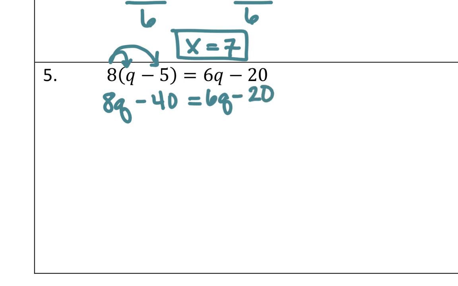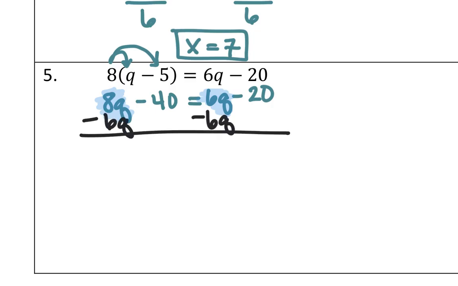All right, we're going to highlight the q's, and we're going to put them together. So I'm going to move over the 6q. That is a positive 6q. So what's the opposite of a positive? A negative. So I'm going to minus 6q on both sides. That is 2q minus 40 equals negative 20.